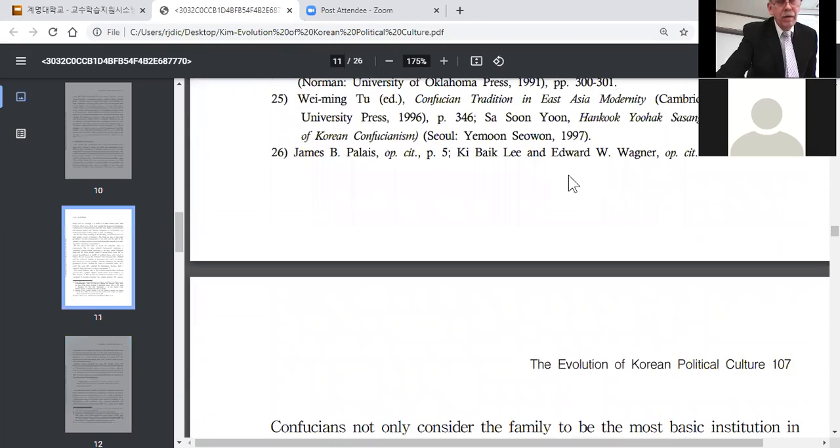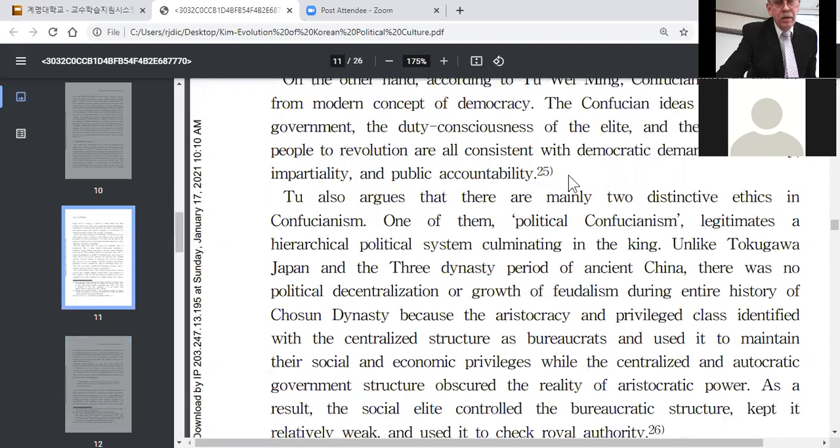No, it's up there. How come I lost it? Okay, there it is.